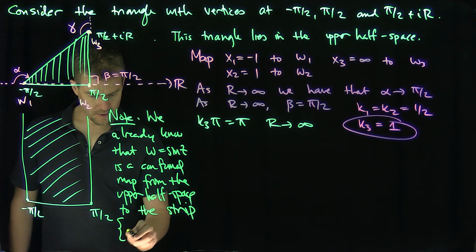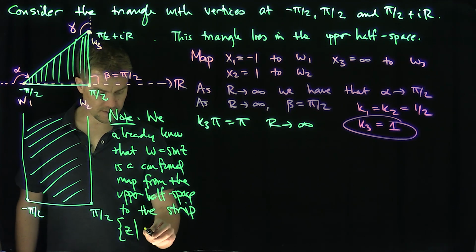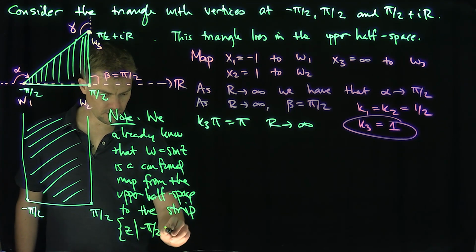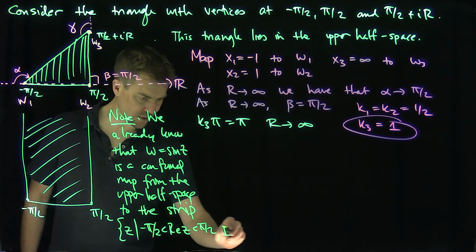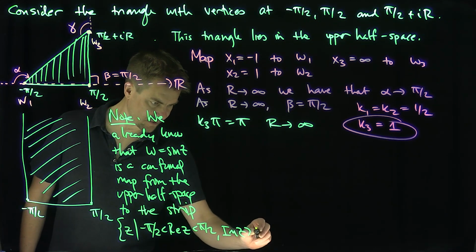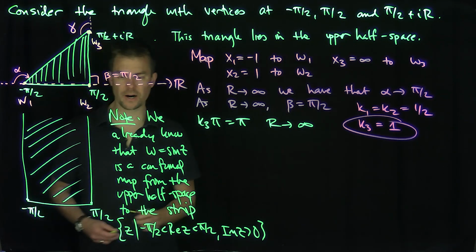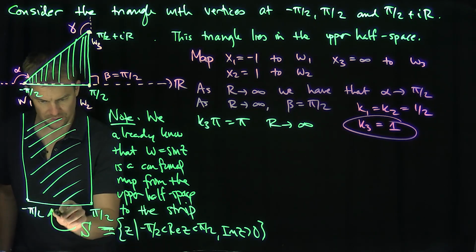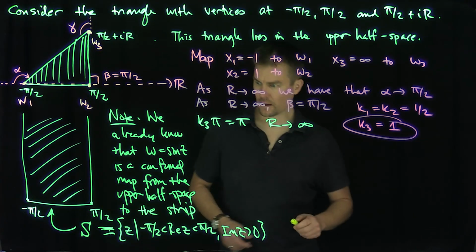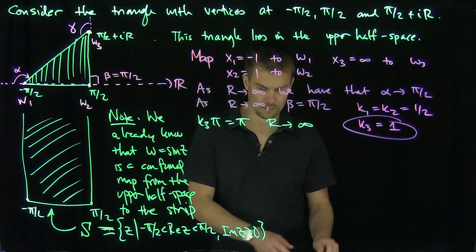What's the strip? It's the set of z such that negative pi over 2 is less than the real part of z, which is less than pi over 2, and the imaginary part of z is greater than 0, right? That's the strip it maps to, right? This is exactly just that strip over here. And then this is S over here. Great. And so now what? Let's do the calculation.